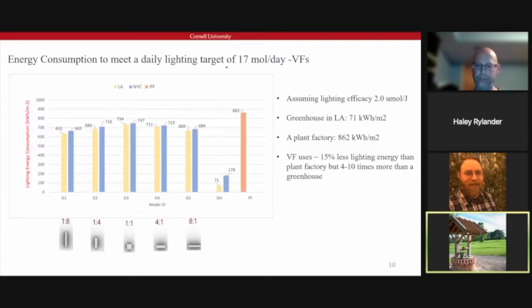What's interesting here is that the vertical farms modeled here use about 15% less lighting energy than a plant factory, but 4 to 10 times more than a greenhouse. So the total energy picture is a lot closer to that of a plant factory than a multi-level greenhouse.